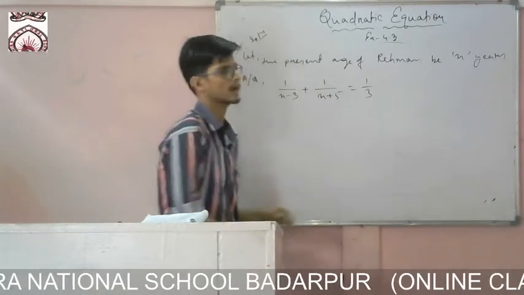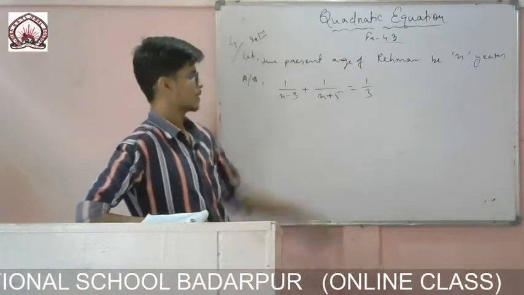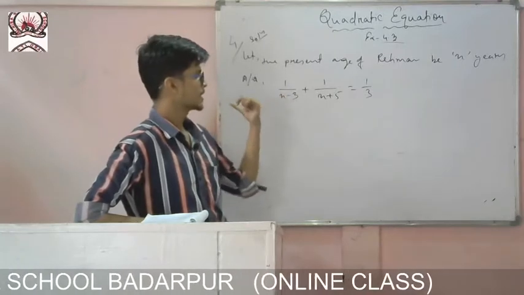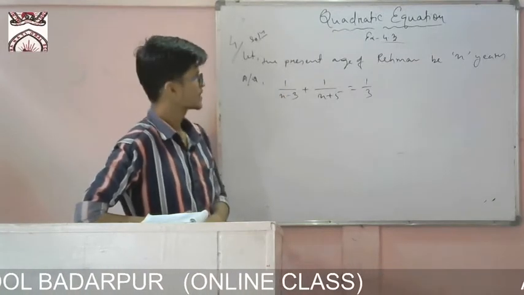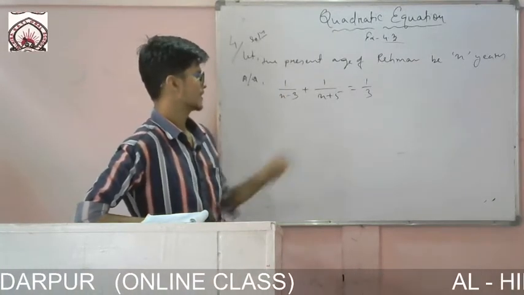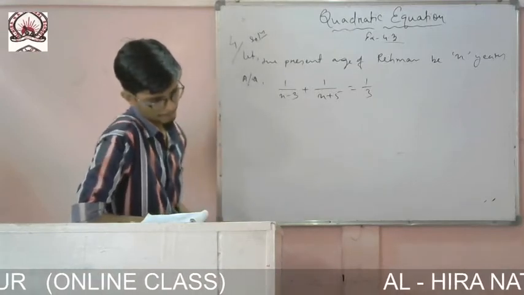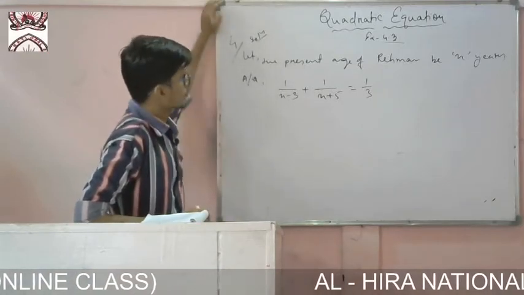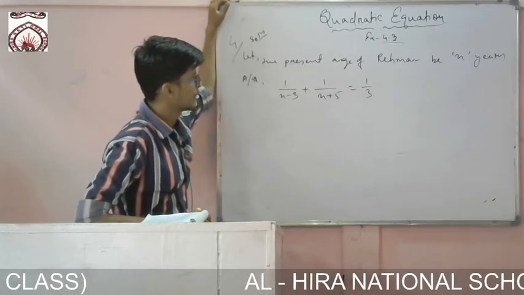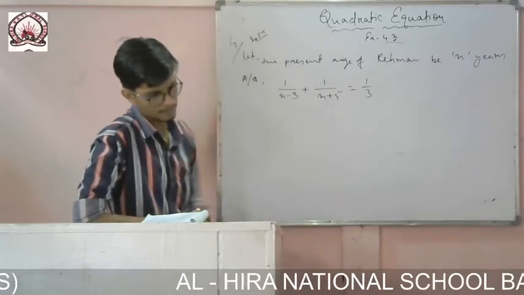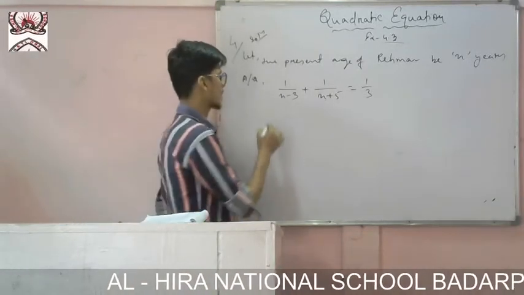If you want, you can find her age 3 years ago, it is x minus 3. Her age 5 years from now, it is x plus 5. Then you can write this and solve it. So the equation is 1 by x minus 3 plus 1 by x plus 5 equals 1 by 3. Now I will solve this.